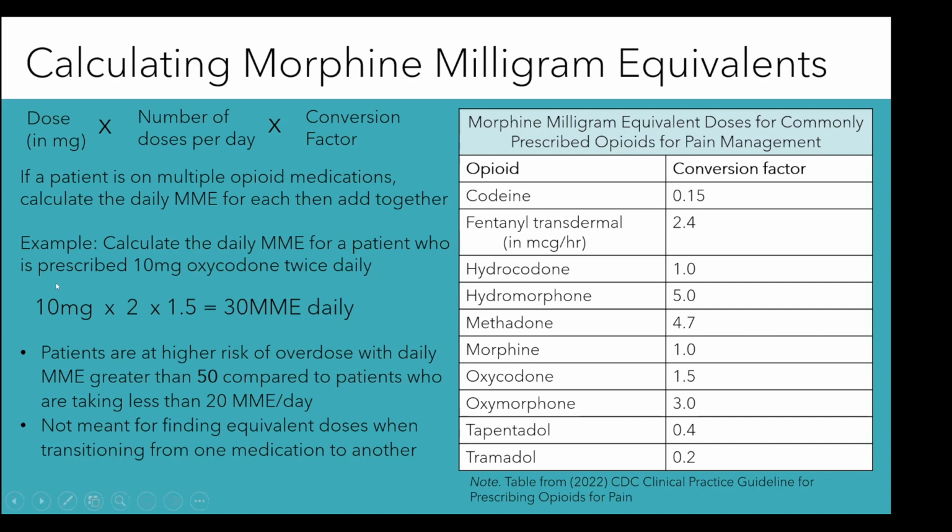And I gave a little example here, calculating a daily MME for a patient who's prescribed 10 milligrams of oxycodone twice daily. So I took 10 milligrams, multiplied it by 2 because it's 2 doses daily, by the conversion factor, which is 1.5 for oxycodone, and you get the answer of 30 MMEs daily.